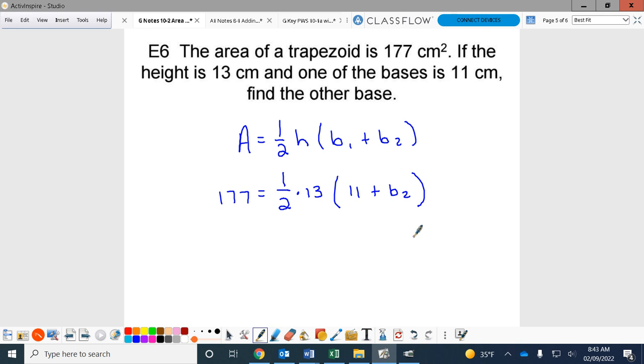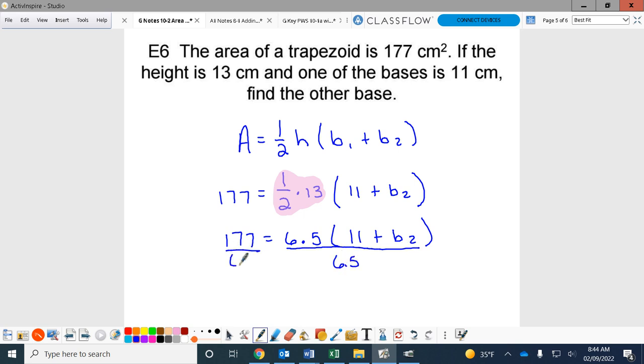First thing I would do, just like you did on the other one, I would do this part of it just like we did on the other one. Deal with that 1/2 and that number first. What is 1/2 times 13? 6.5. And then 11 plus B2. Okay, that 6.5 out in front is multiplied times the stuff in the parentheses. In order to undo multiplication, we are going to do what? Divide. We're going to go ahead and divide both sides by 6.5.